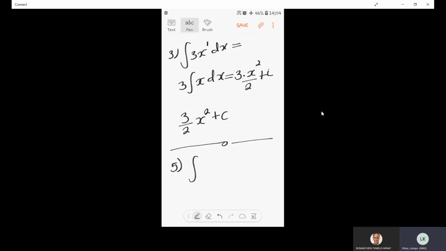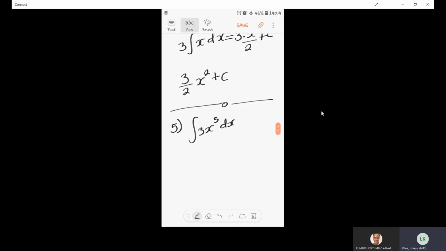And the integral of 3x to the power of 5 dx. Okay, this one we do in the same way as the previous one. I will add 1 to 5 and then divide by 6. So this is just 3x to the power of 6 divided by 6 plus c. This can be simplified to x to the power of 6 over 2, and then plus c.